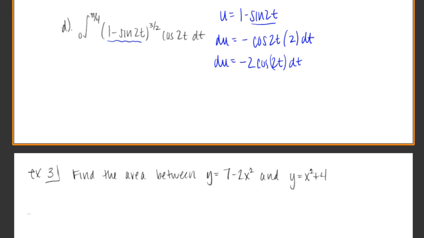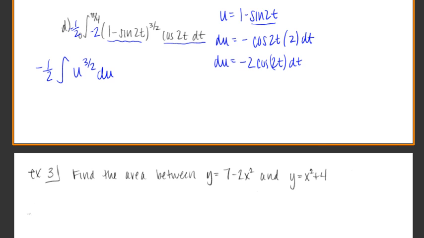I've got cosine 2t dt, all I need is a negative 2 in here, so let's counterbalance it with a negative 1/2 out front. So right now we're looking at negative 1/2 integral, I'm going to get my new bounds here in just a second, of u to the 3/2 du. Okay, let's get those new bounds so we can get going with this problem and get an answer.